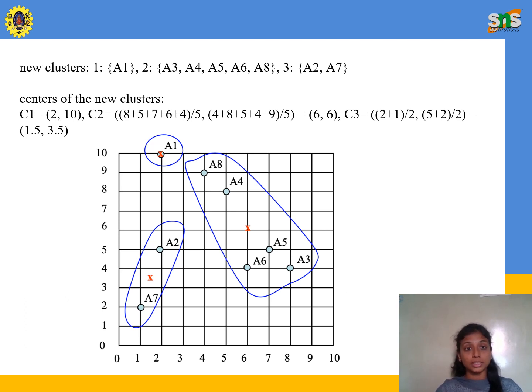We have to find the centers of the new clusters. That is, C1 is equal to (2, 10), and C2 has 5 data points, so we have found the average from it, and (6, 6) is the new center, and C3 is equal to (1.5, 3.5). From these new clusters, we have plotted the data points. As we can see, A1 is in cluster 1, A7 and A2 belong to cluster 3, and A8, A4, A6, A5, A3 belong to cluster 2, and the X marks represent the new centers.